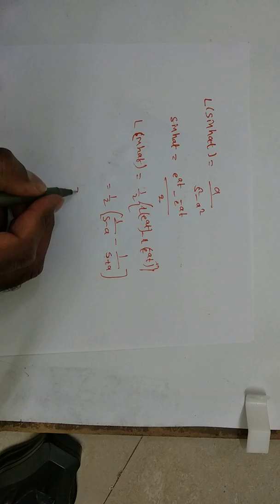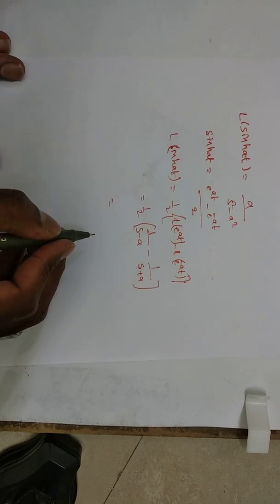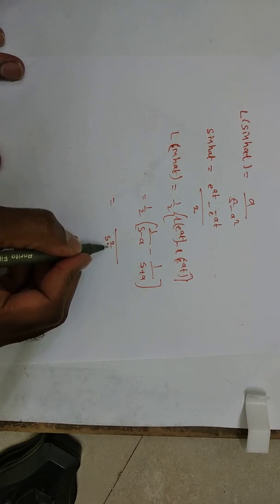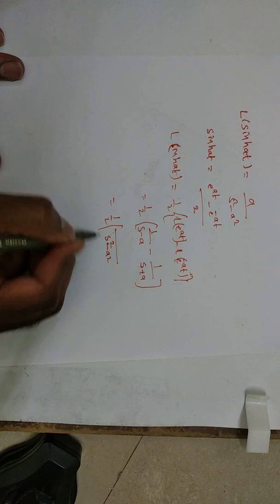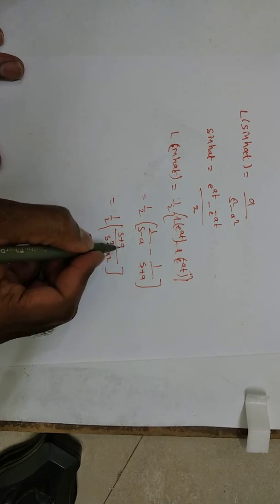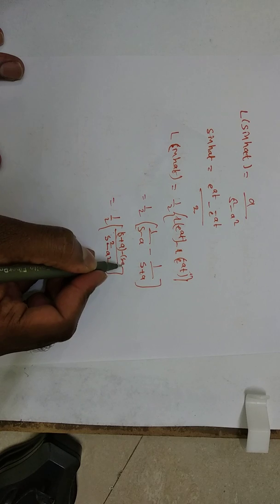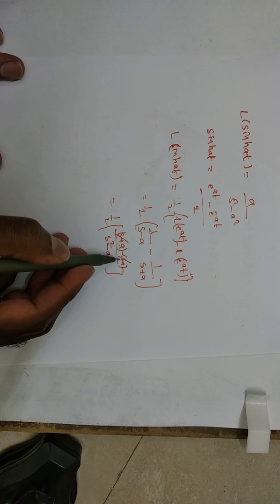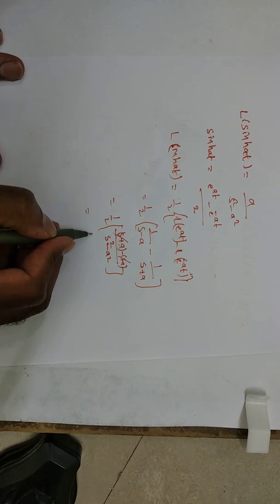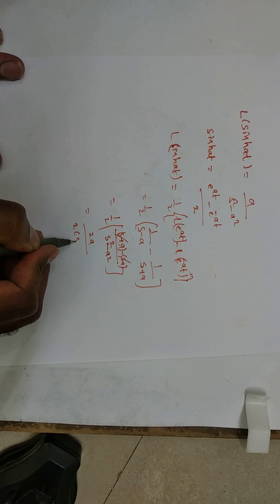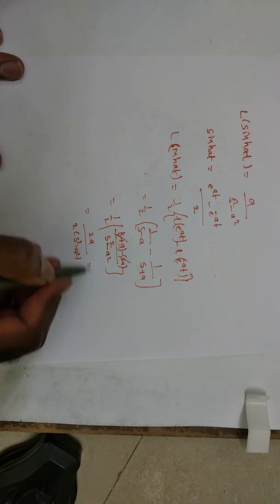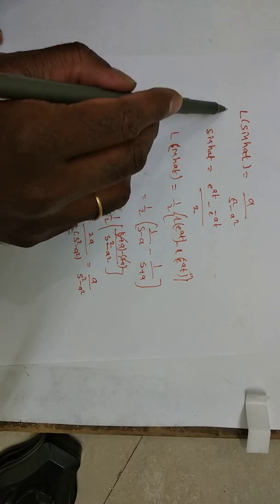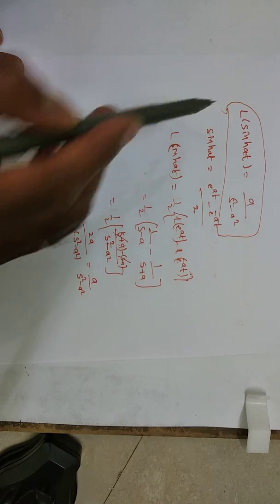Now do the partial fraction. Then you will get (s minus a) into (s plus a), so s square minus a square in the denominator, and in the numerator (s plus a) minus (s minus a). So s minus s cancels, and a minus of minus a means 2a. So this is 2a by 2 into (s square minus a square). The 2 gets cancelled, and you will get a by s square minus a square. You see, you got L of sinh(at) is a by s square minus a square.